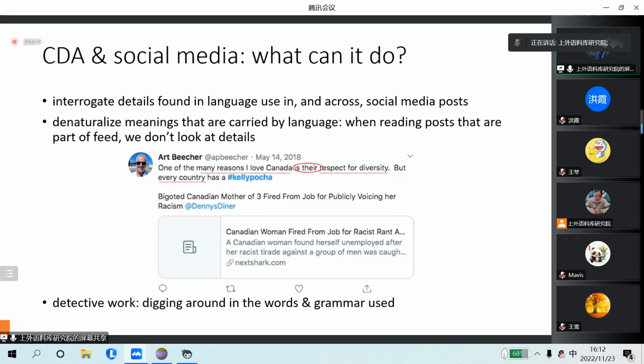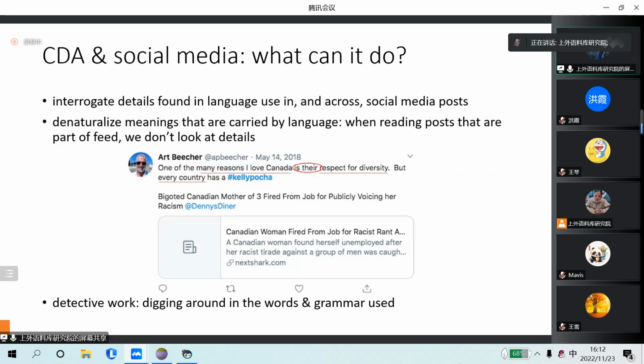Now, this is just one of the posts. We'll look at a number of them. And herein, the user says, "One of the many reasons I love Canada is their respect for diversity, but every country has a Kalipocha." And then there's a retweet of the news flash, because yes, it didn't just go big on Twitter, it made it into the news. Kalipocha got fired, then she got rehired. We'll get to that later.